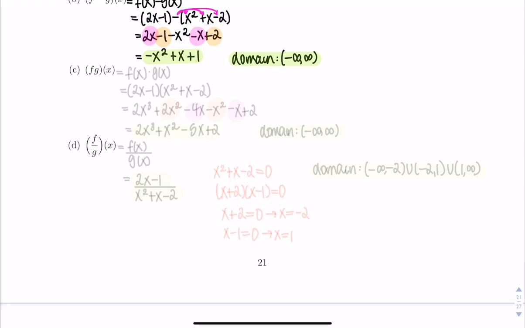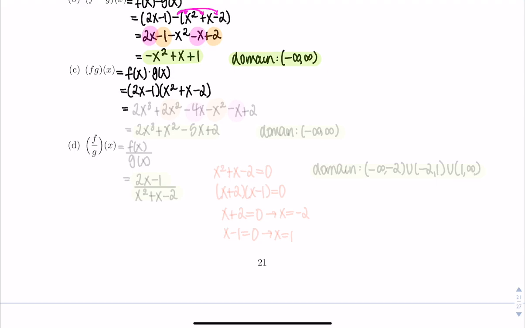Go ahead and try the third one. (fg)(x). This is f(x) times g(x). That's 2x minus 1 times x squared plus x minus 2. So now we just want to multiply.